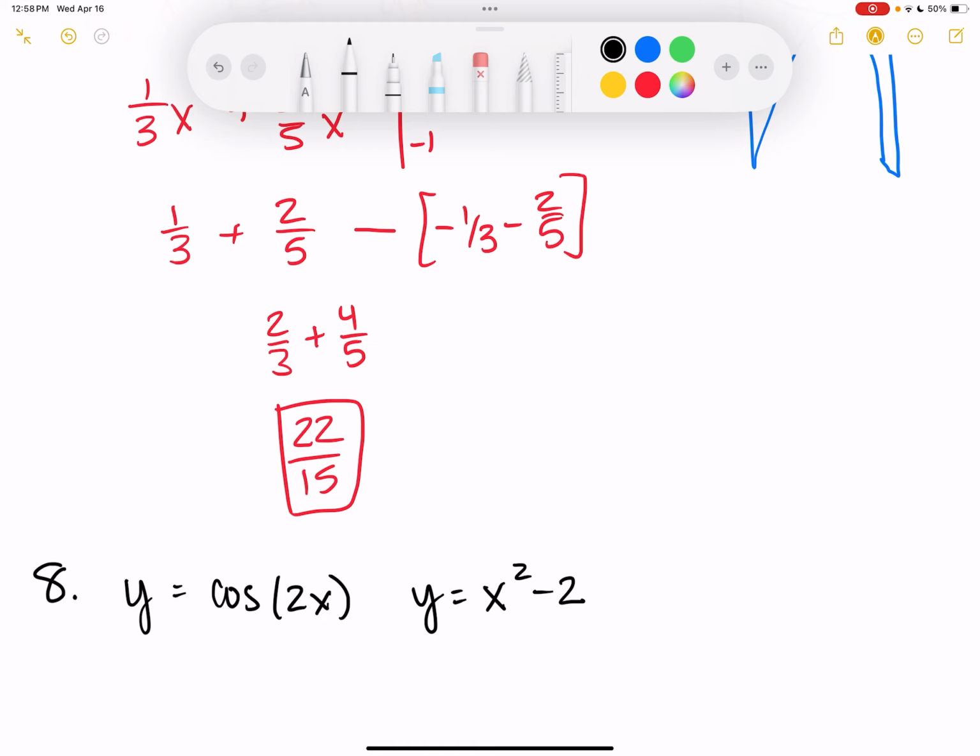So what's the interval? You gotta figure it out. Meaning?